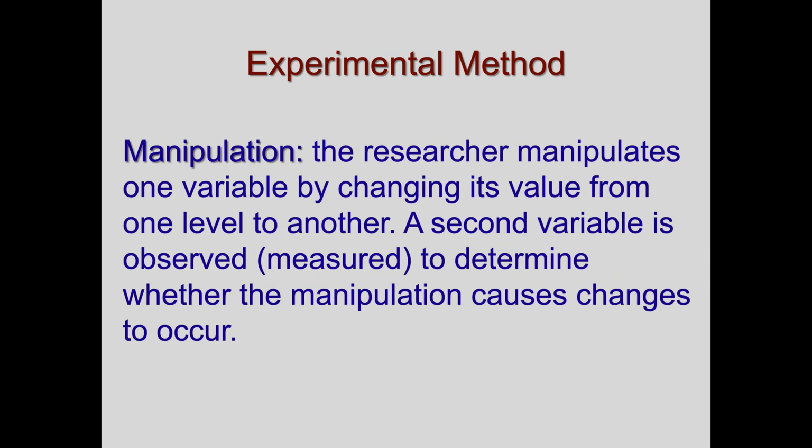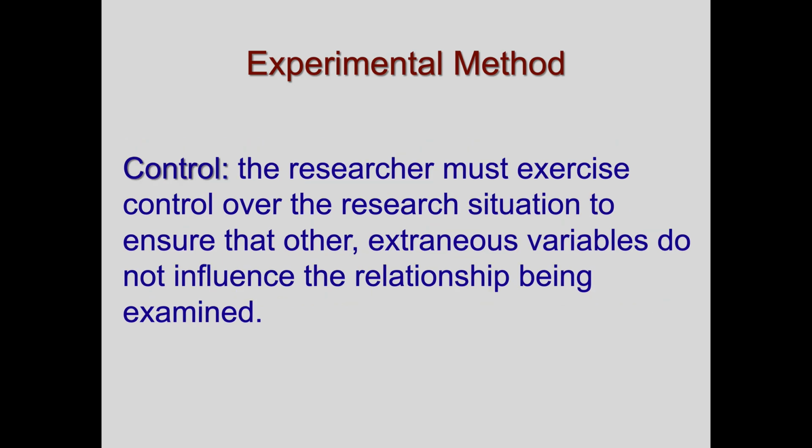Manipulation, the researcher manipulates or changes one variable and it changes its value from one level to another. And the second variable is observed or measured to determine whether or not the manipulation causes changes to occur. The researcher must exercise control over the research situation to ensure that the other extraneous variables, the other things going on there, don't influence the relationship being examined.